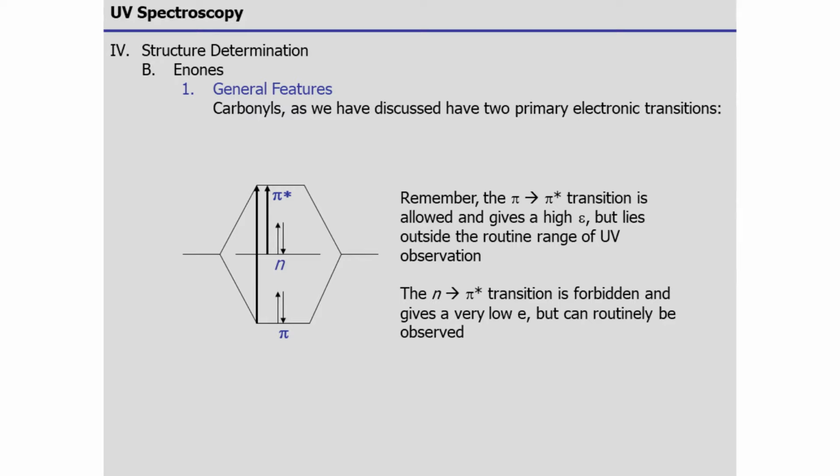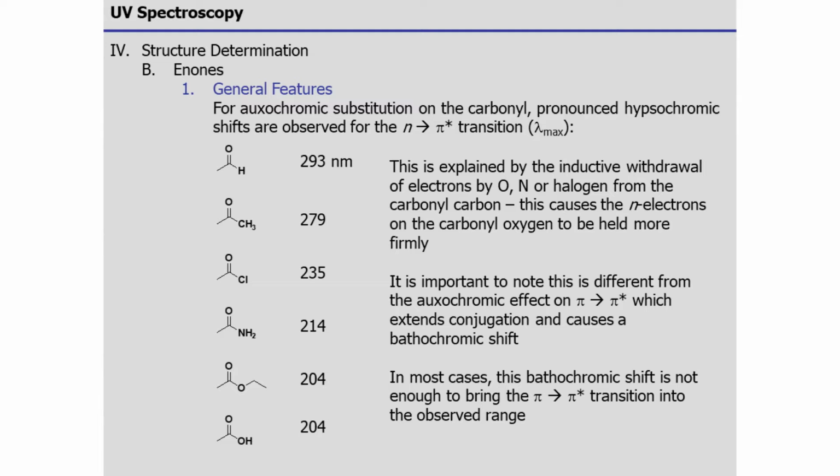Carbonyls have two primary electronic transitions, n to pi and pi to pi. The n to pi transition is allowed but lies outside the routine UV range, while the pi to pi transition is forbidden but can be observed. For carbonyls, substituents can cause hypsochromic shifts in the n to pi transition. This shift is due to the inductive withdrawal of electrons, making the carbonyl oxygen more firmly held.